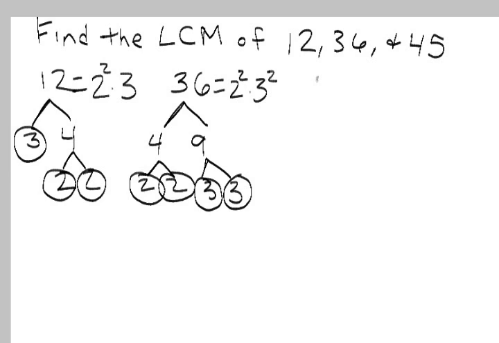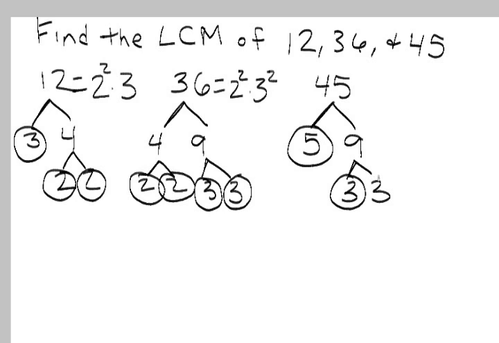And we'll also do the prime factorization of 45. 45 we can break down to 5 times 9. 5 is prime, and 9 breaks down to 3 times 3. So 45 equals 3 squared times 5.